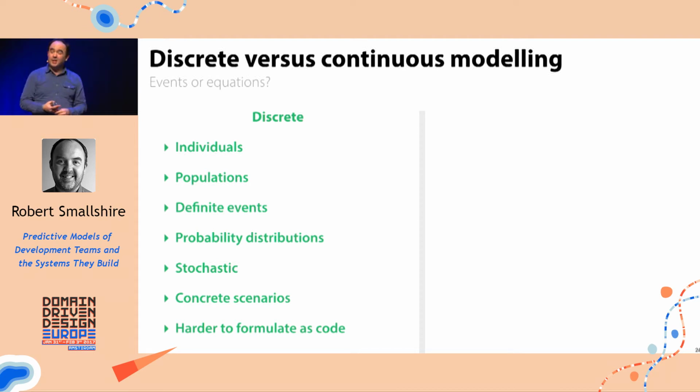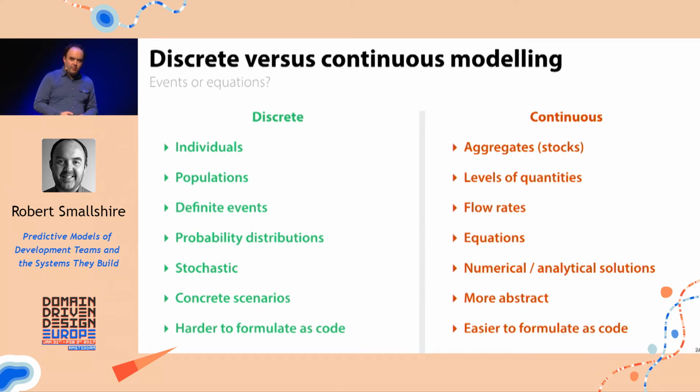It was a stochastic model, so I need to run it multiple times in a Monte Carlo simulation in order to collect statistics about the aggregate behavior, and each simulation is a concrete scenario. And they can be quite tricky to formulate as code. Not very tricky, but there are some issues there.